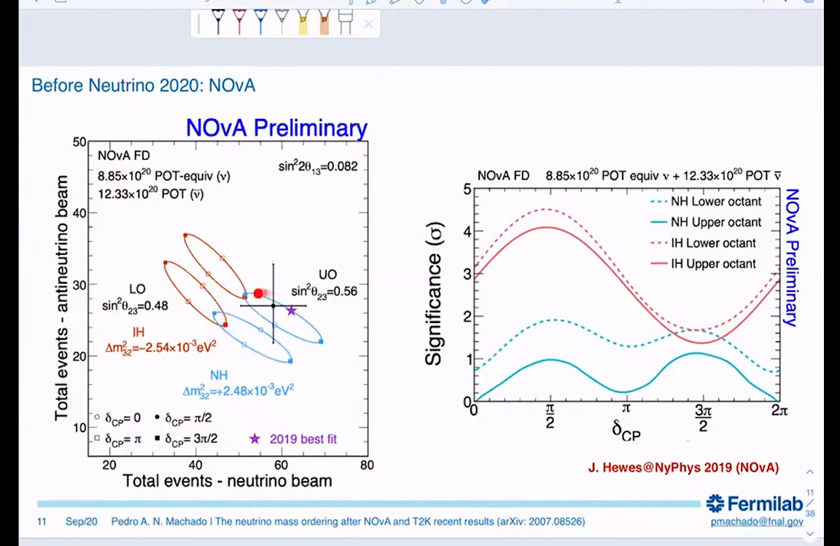This is normal ordering. Some people use H for hierarchy. I use ordering, but that's fine. Normal ordering, inverted ordering. And here you have the data point of NOvA. And you see that the data point is basically on top of everything. It was on top of everything, right?